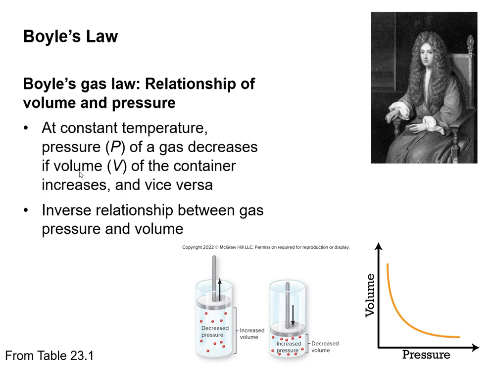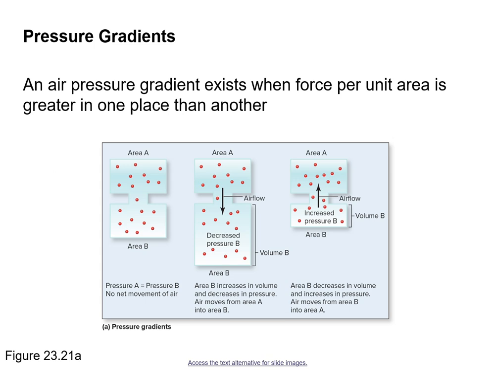You have to create what's called a pressure gradient. The pressure gradient here is describing an area of high pressure moving to an area of low pressure. So a large area here means low pressure, I'm sorry, I may have said that backwards. Low pressure here, high pressure here, based on the difference in the size of the containers. So again, smaller volume, higher pressure, larger volume, lower pressure.